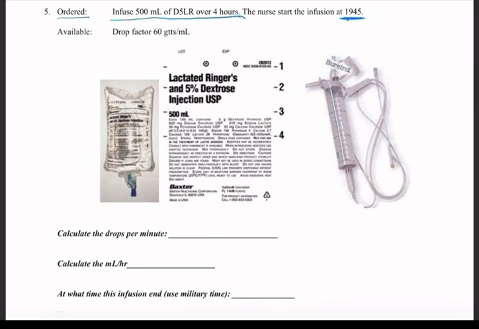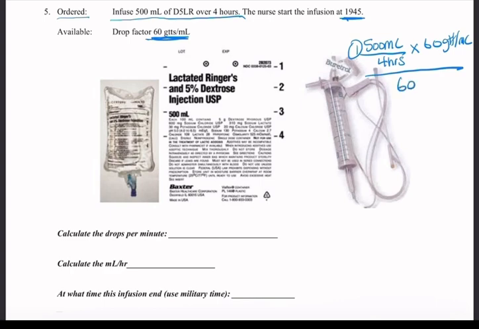You should start the infusion at 19:45 hours, which we know we always do military time. That would be like 7:45 p.m. It says drop factor is 60 GTT per ml. So now we are going to work our math. Based on my rounding rule, I studied the formula, so I'll just write it in because I know my formula by heart. I would say 500 ml divided by 4 hours times 60 GTT per ml.